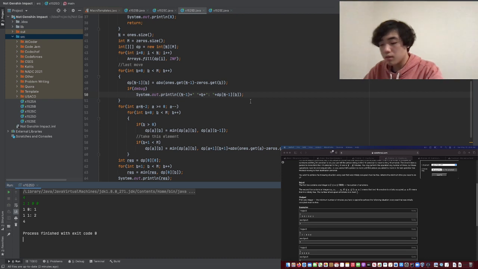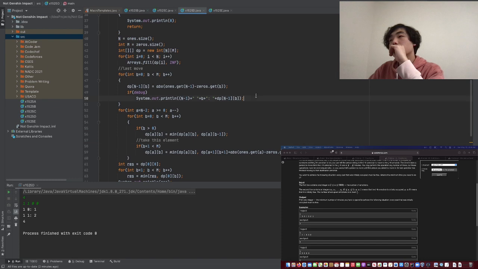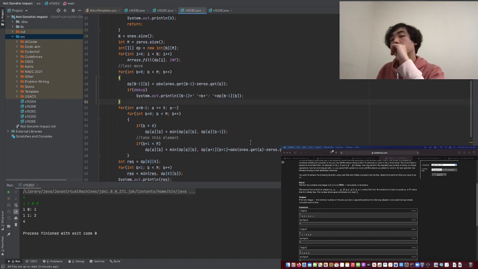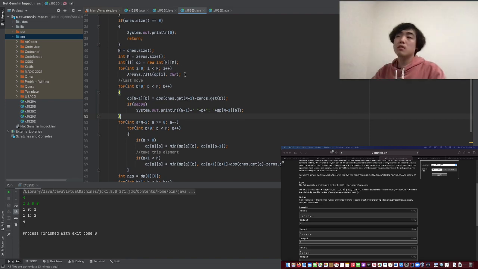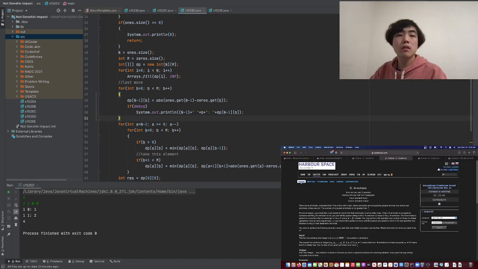These are ones, these are all zeros. N is equal to 1's dot size, M is equal to 0's dot size, and DP is equal to this.